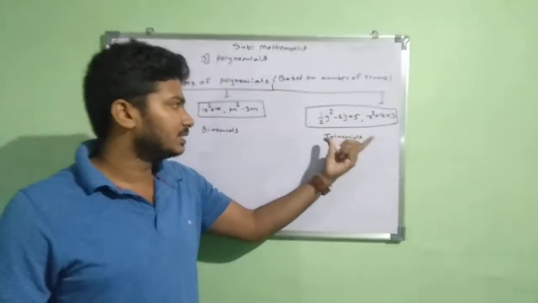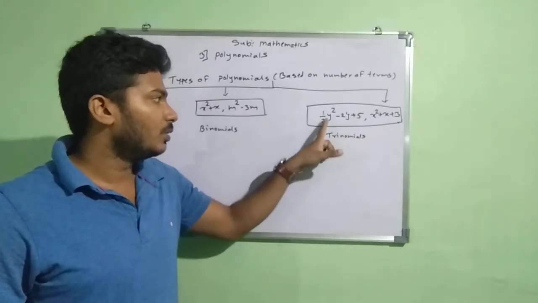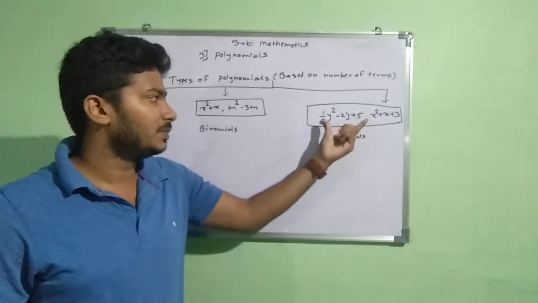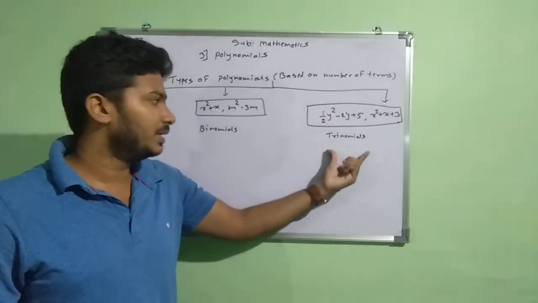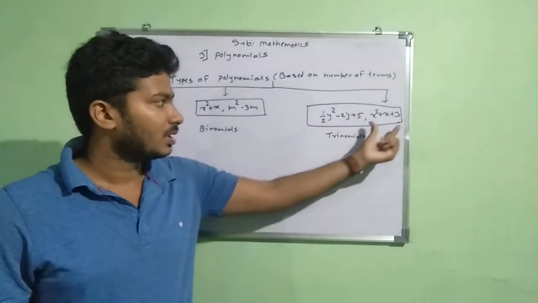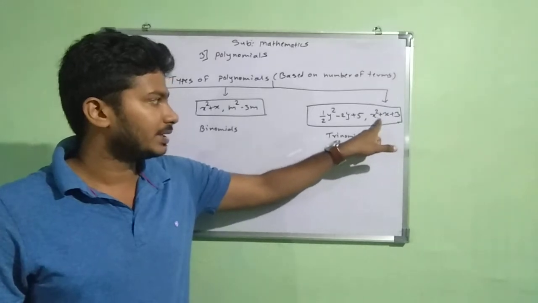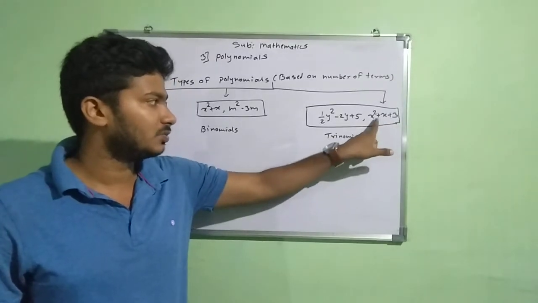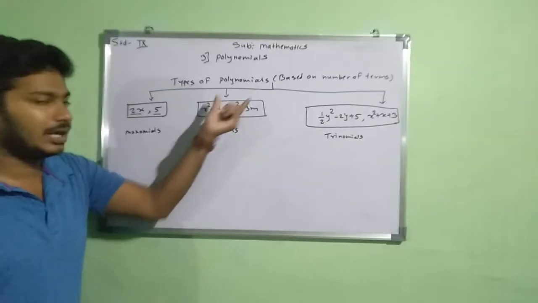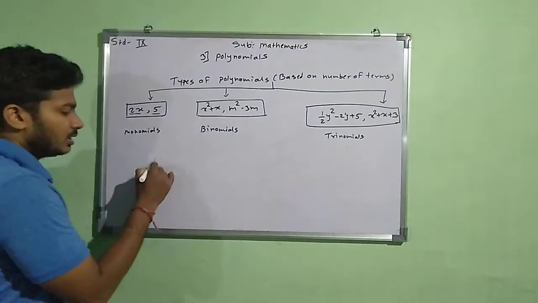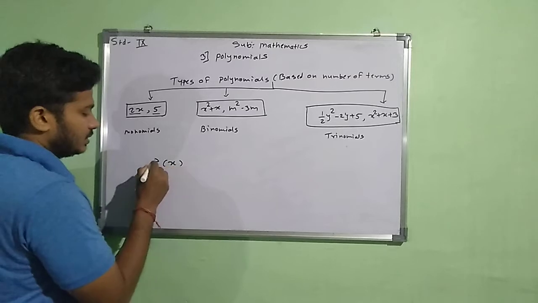Now you can see the third bracket, 1 by 2 y square minus 2y plus 5. That means we have three terms here. So three terms means trinomial. Similarly, here also we have the example x square plus x plus 3. That means three terms, 1, 2 and 3. Three terms means trinomial. So these are the types of polynomial, and a polynomial is denoted by p of x.